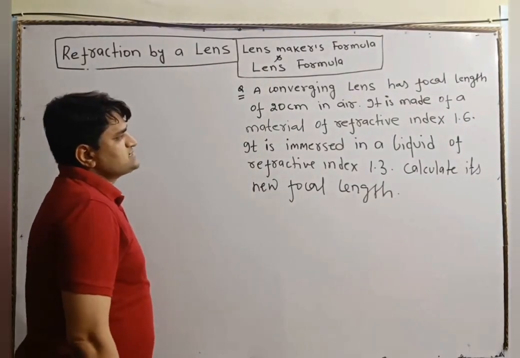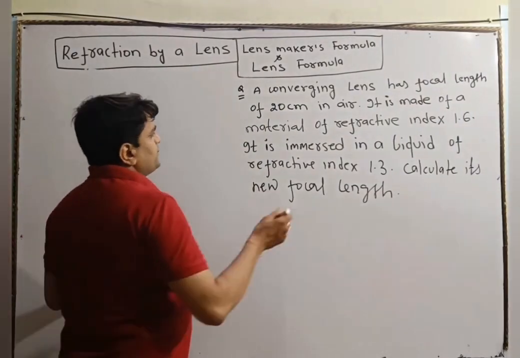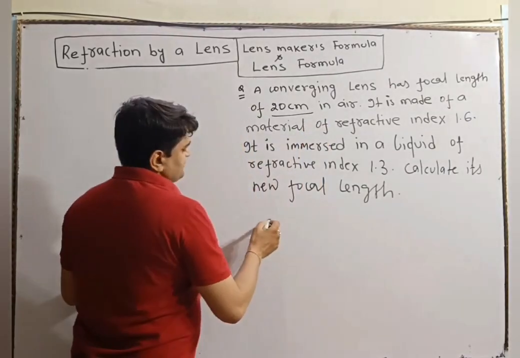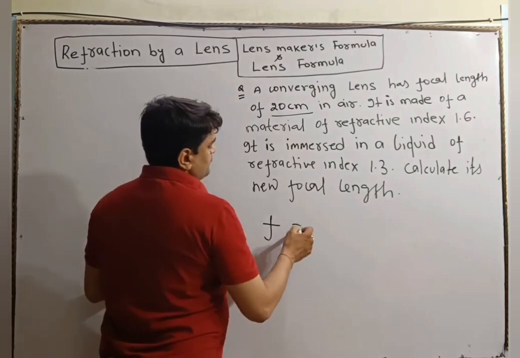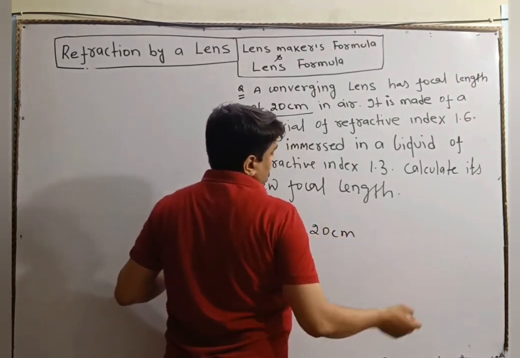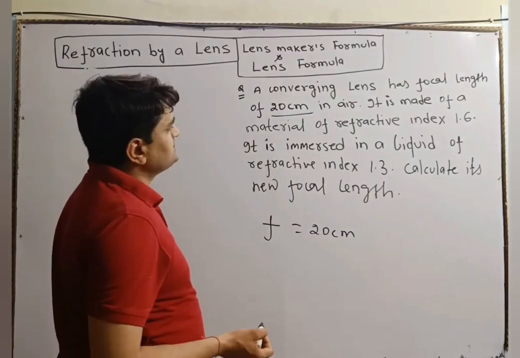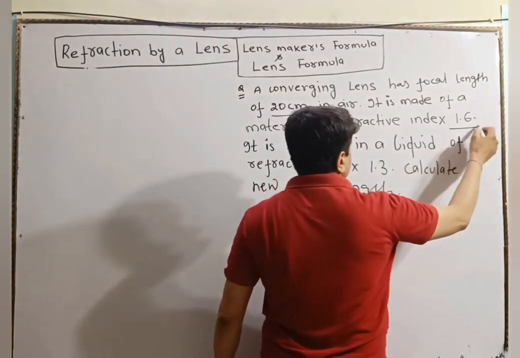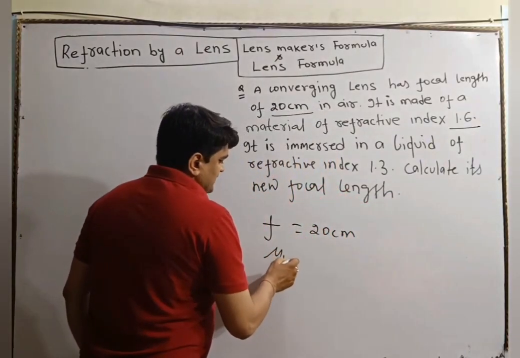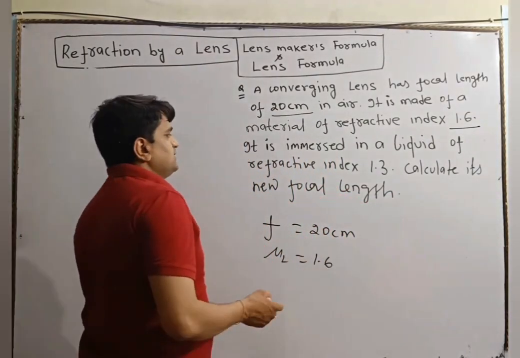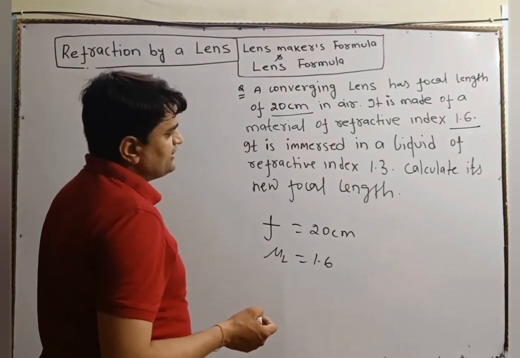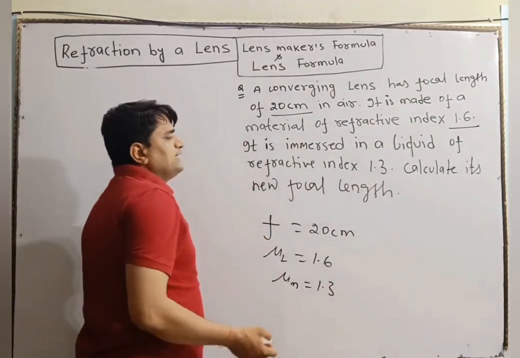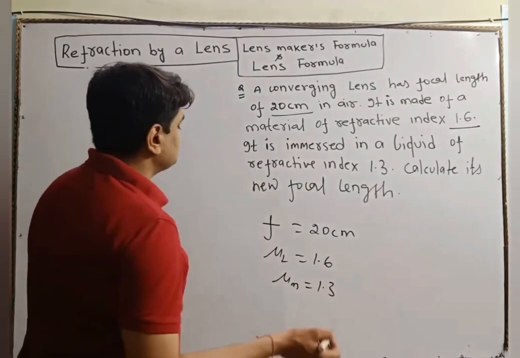A converging lens has a focal length of 20 centimeter. That means F is given, 20 centimeter, and it is converging, that means a convex lens in air. It is made of material of refractive index 1.6. That means mu L is given 1.6. If it is immersed in a liquid of refractive index 1.3, that means mu M is given 1.3. Calculate the new focal length. Simple question.